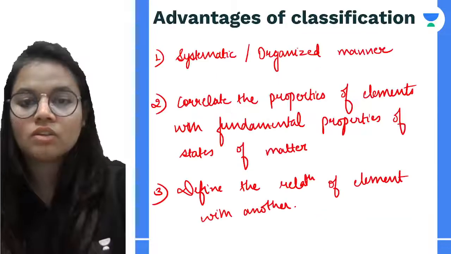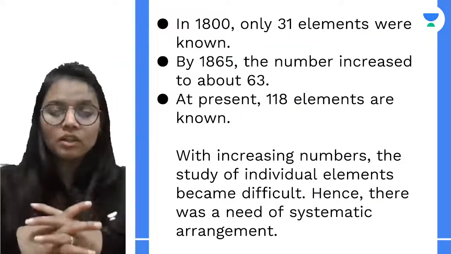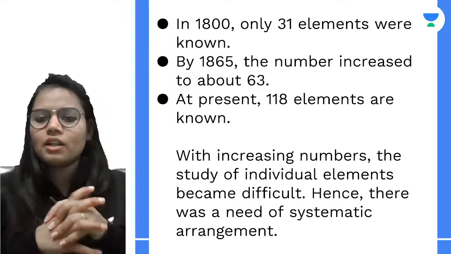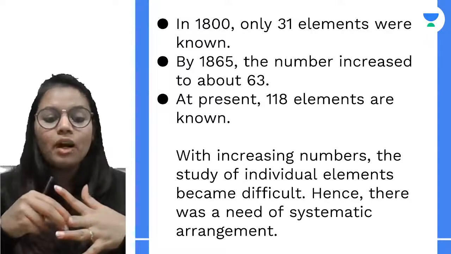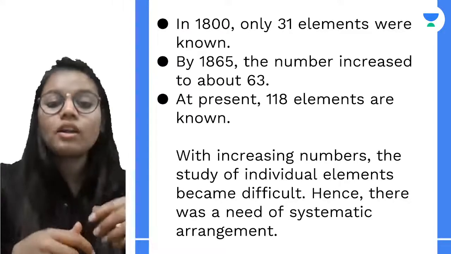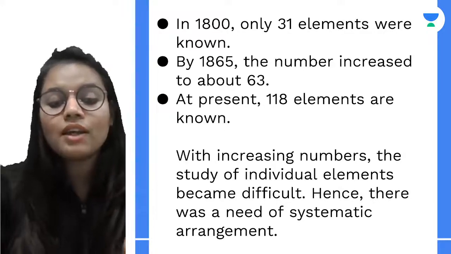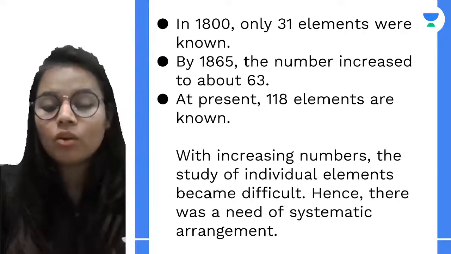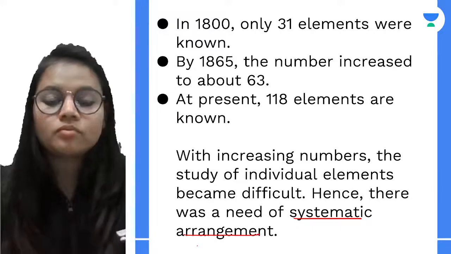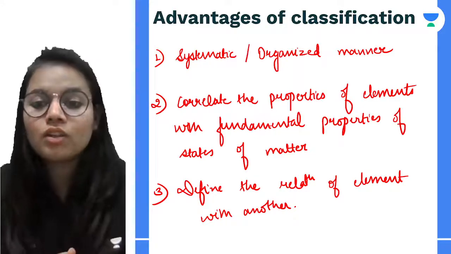So we first of all started with the advantages of classification. In the earlier times, not many elements were known, so it was not very difficult studying about elements. But as time passed, the elements were being discovered, and as their number increased, there was a difficulty in studying about them. So we needed a systematic arrangement.